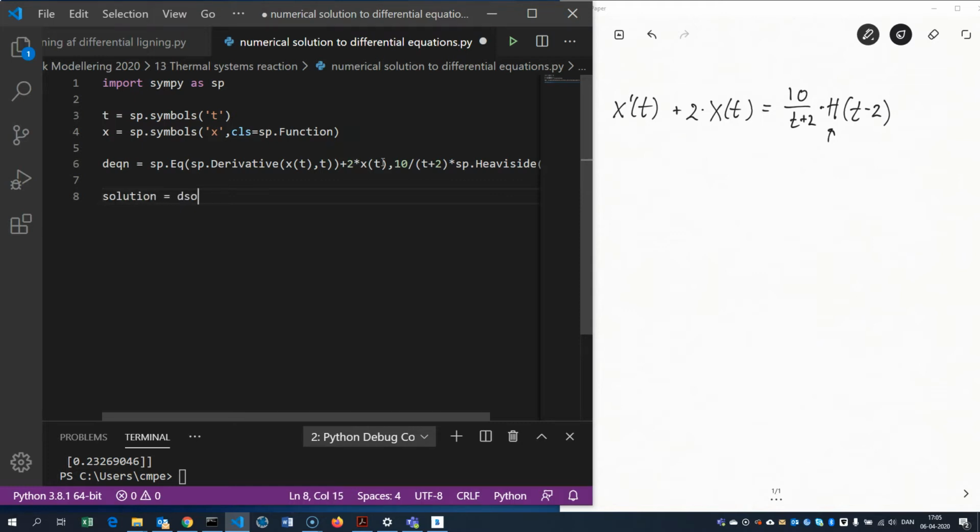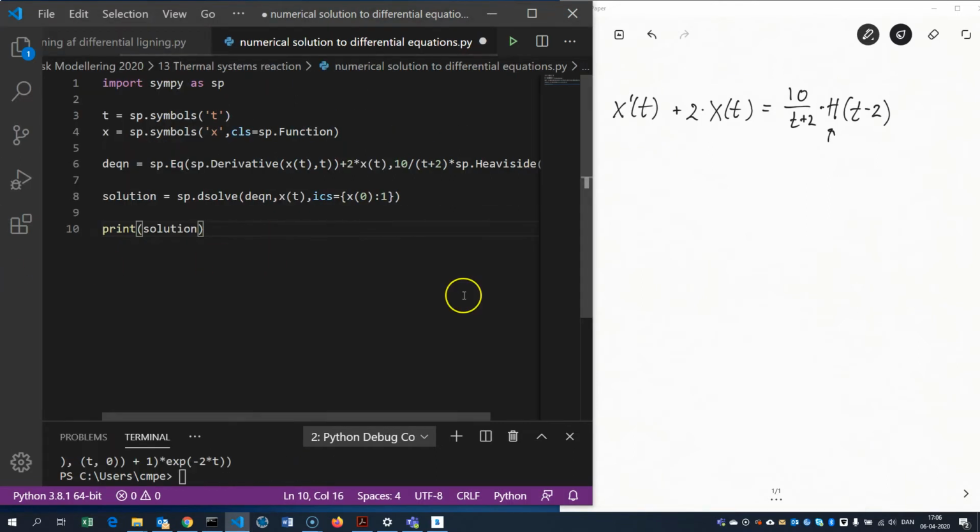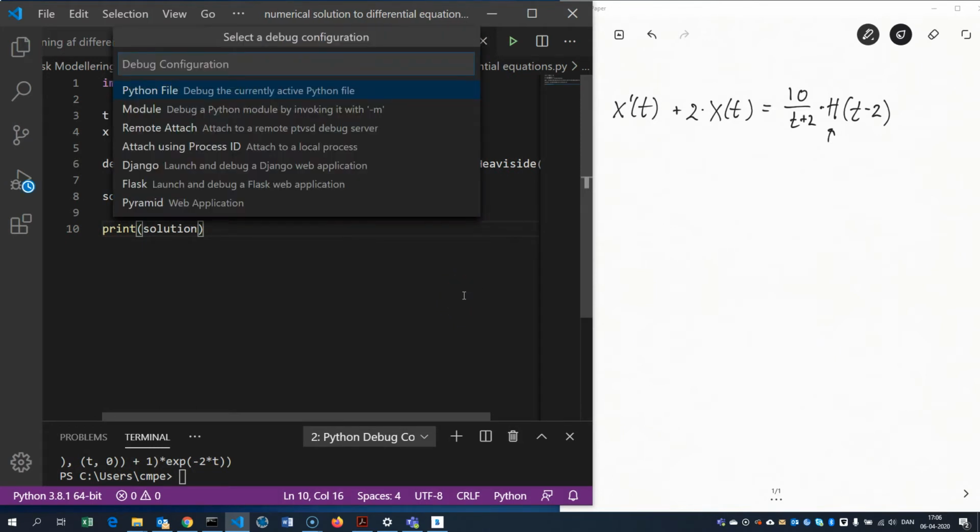Solution equals dsolve, differential equation. This is the function we're looking for, and I'll use an initial condition, which is x of 0 is equal to 1. And let's look at that solution. Let's run the script.